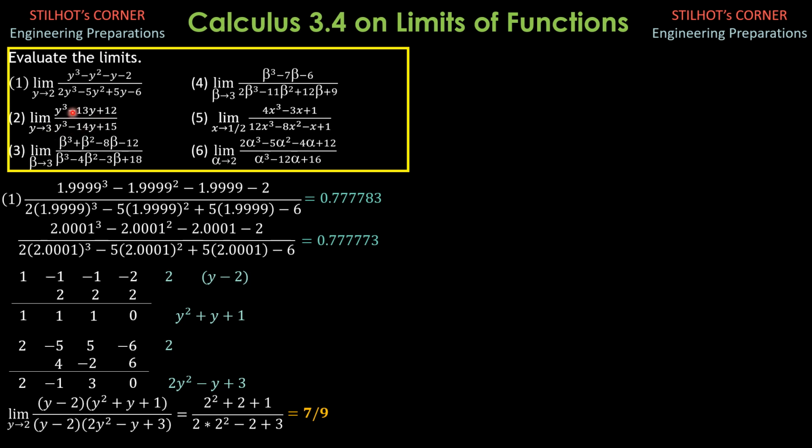When y approaches 3, we have 3 cubed, 27, minus 13 times 3. So 27 minus 39, negative 12, plus 12, 0. So the numerator approaches 0. The denominator, 3 cubed, 27, minus 14 times 3, negative 15, plus 15, 0. So this is of indeterminate form. Both the numerator and the denominator approach 0. So we are sure that y minus 3 is a factor.